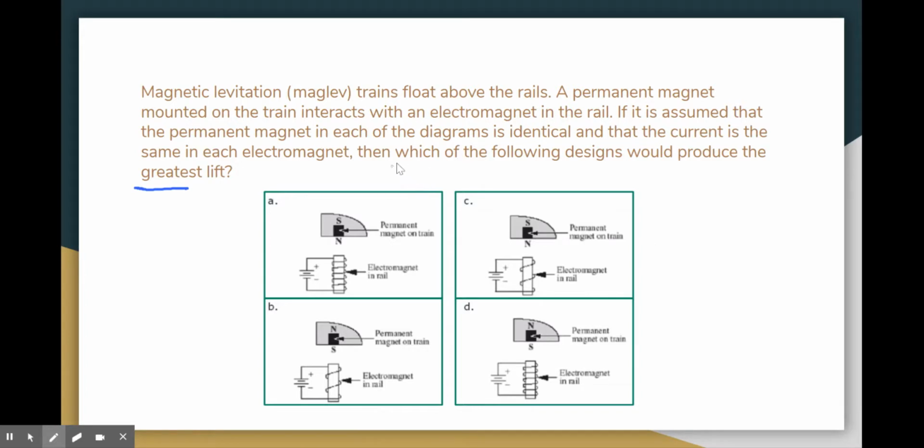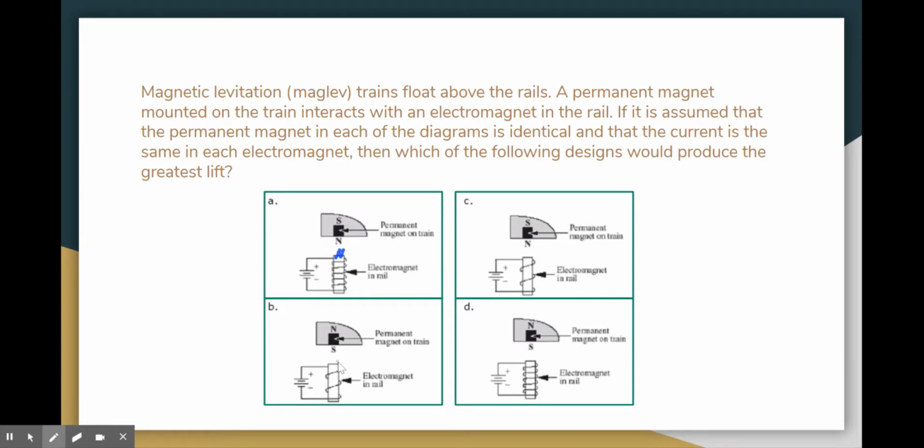All right, if you had a chance to pause it and think about it yourself and predict your answer, let's take a look at this. To create the greatest lift, we actually have to show a couple of understandings here. Number one, to get lift, we have to have a repulsion between the electromagnet in the rail and the permanent magnets on the train. So the first thing we're looking for is we need to create a situation. If the permanent magnet has a north on the bottom, we need to create a situation in which we have another north at the top of the electromagnet. So I'm just going to sketch that in on each of my pictures. In this picture, to get repulsion, I need the north on top.